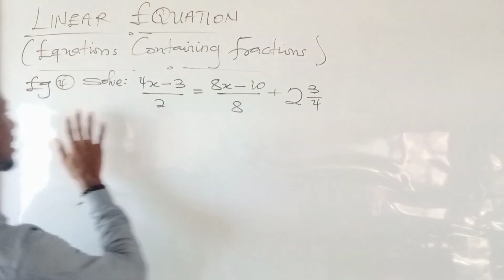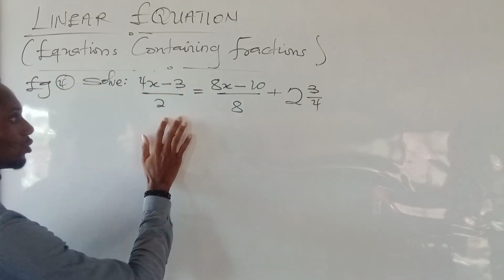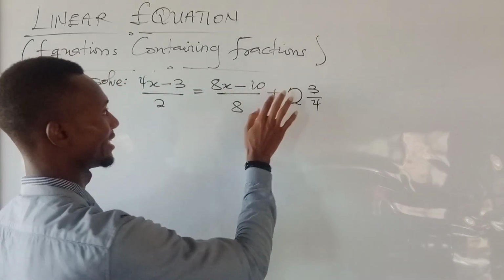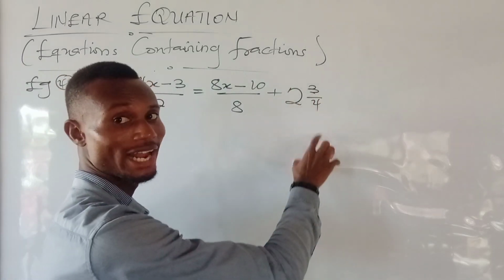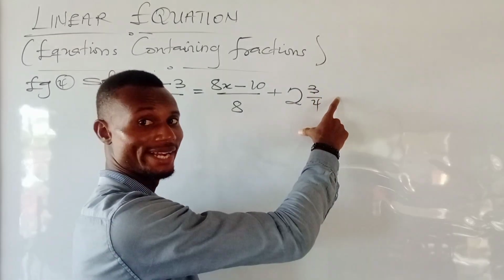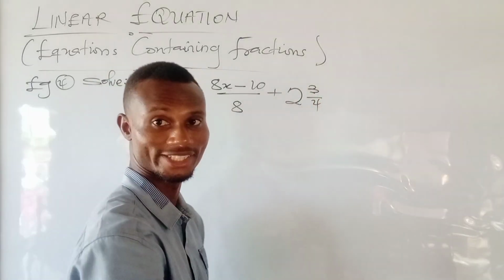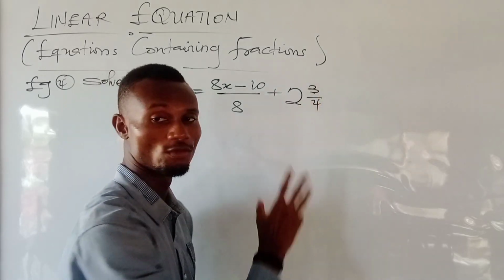In example 4, we should solve (4x minus 3) all over 2 equals (8x minus 10) all over 8 plus 2 whole number 3 over 4. Now this is a mixed fraction. When you see something like this, we call it a mixed fraction, and we pronounce it 2 whole number 3 over 4.